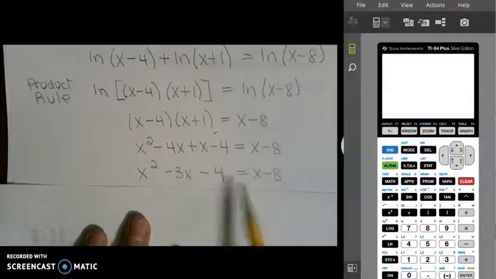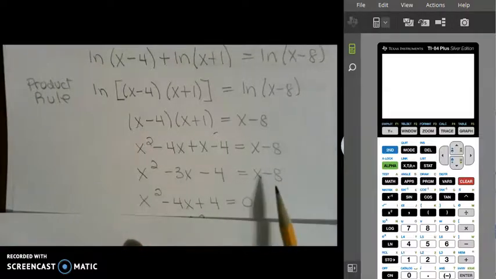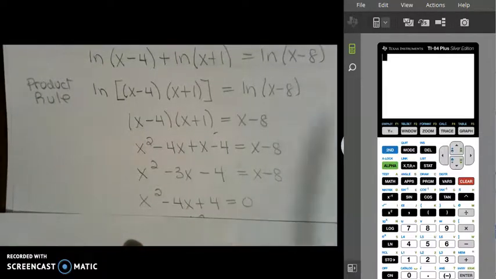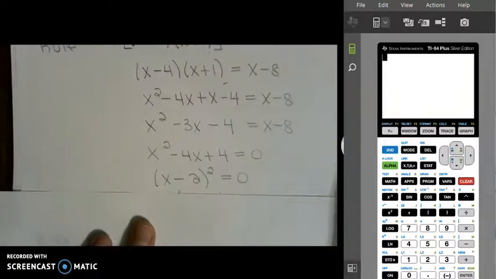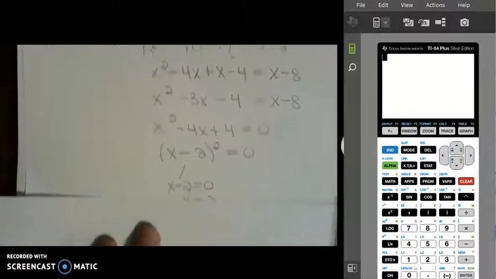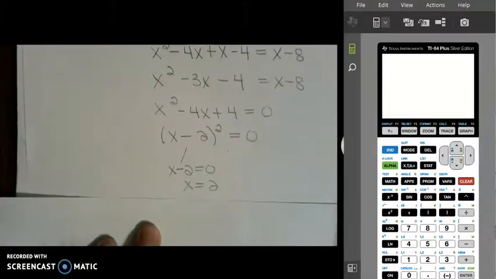And now I bring the x's to the left side, and then the 8 over to the left side as well. And then go ahead and factor this. Set that equal to 0, and I get 2 as my solution.